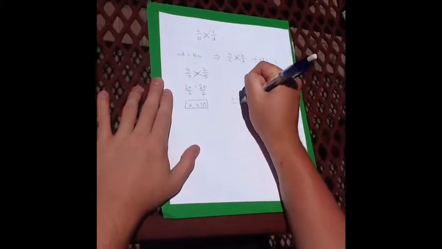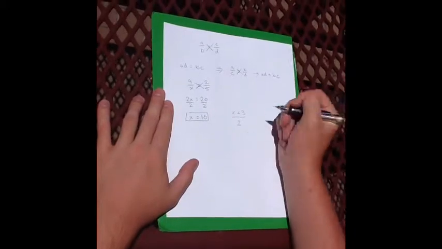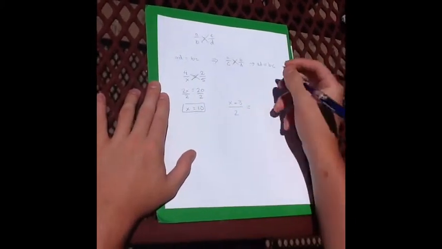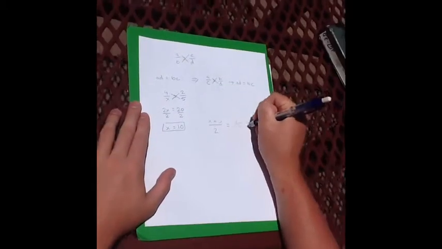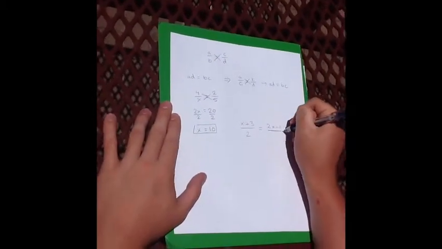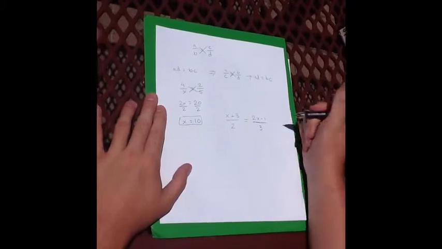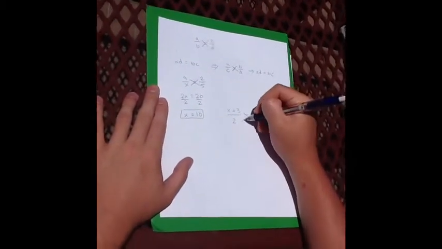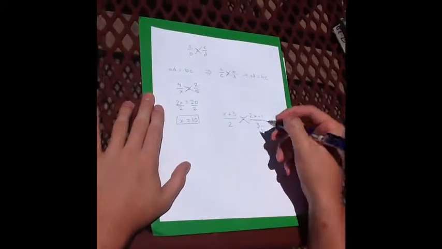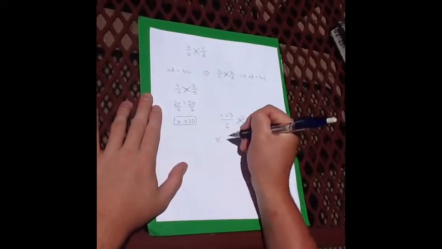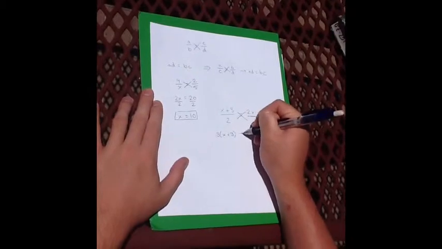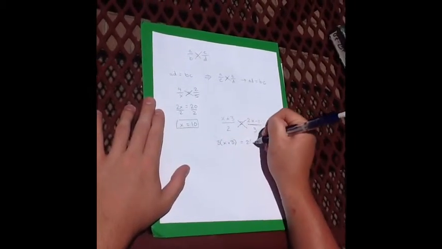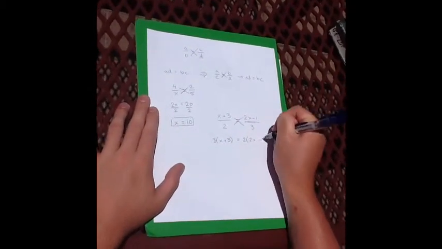Now another problem we have here is x plus 3 over 2 equals 2x minus 1 over 3. Now on this one, you're going to have to FOIL it out after you cross multiply. Now, you cross multiply here, you get 3 times x plus 3. That equals 2 times 2x minus 1.